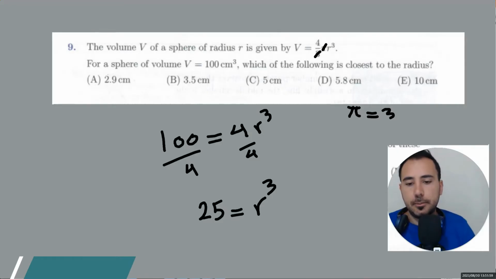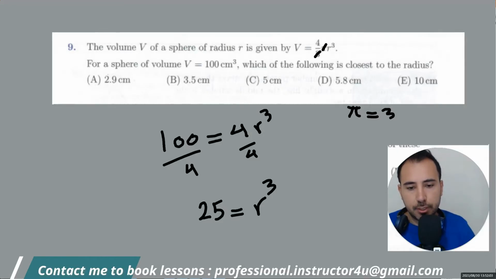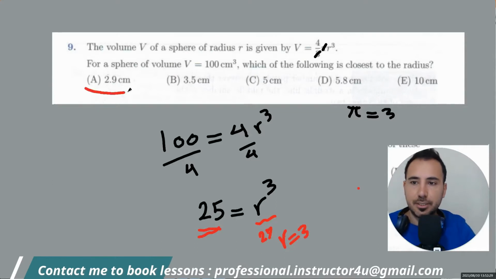Now if r is 3, then r cubed will be 27. But this is 25, so r is going to be slightly less than 3 to get this 25. So the only one that is slightly less than 3 is this 2.9.